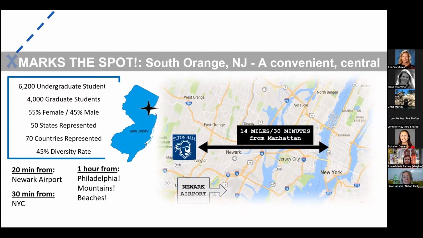So Seton Hall is a leading Catholic university located just outside of New York City, only 14 miles away, a 30-minute train ride by subway or train. From our campus, the train station is only a 10-minute walk. So really, it only takes 30 minutes to get to Manhattan from there, which is very exciting for our students because they have the best of both worlds.